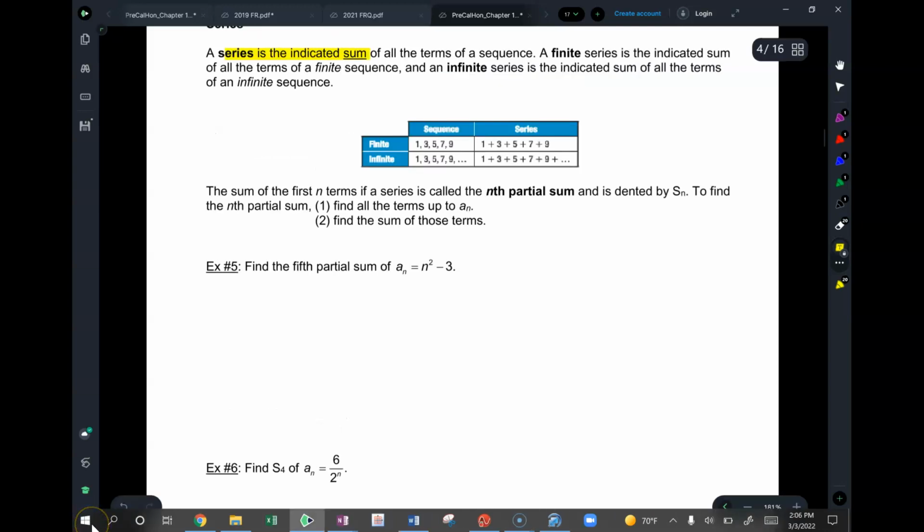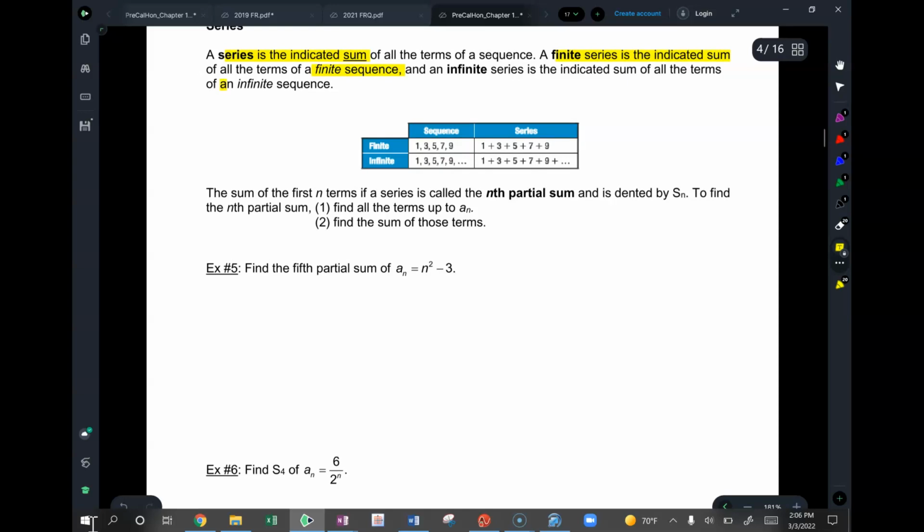So, a finite series is the sum of a finite sequence, and an infinite series is the sum of an infinite sequence. All right? So take a look here. This one is a finite sequence, right? And then this is the finite series that corresponds to that.